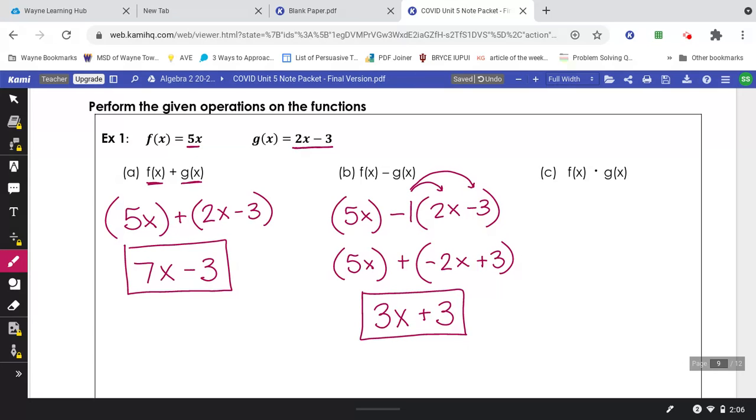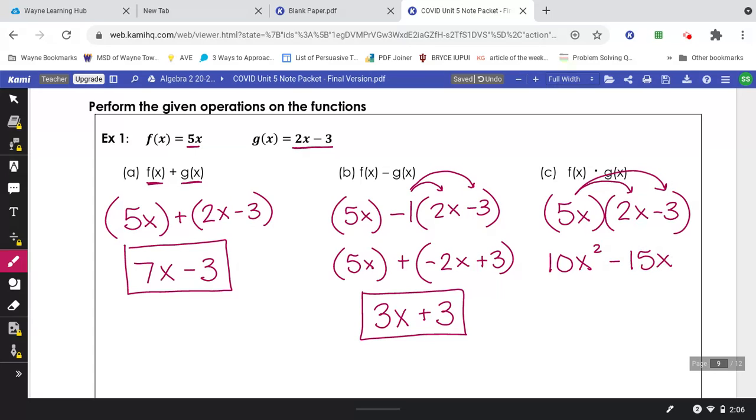Part C asks me to multiply. So f of x, 5x, multiplied by, and I'm just going to go ahead and take out the little dot and just write a parenthesis. Two parentheses next to each other always mean multiply. And then from here I'll distribute. 10x squared minus 15x.